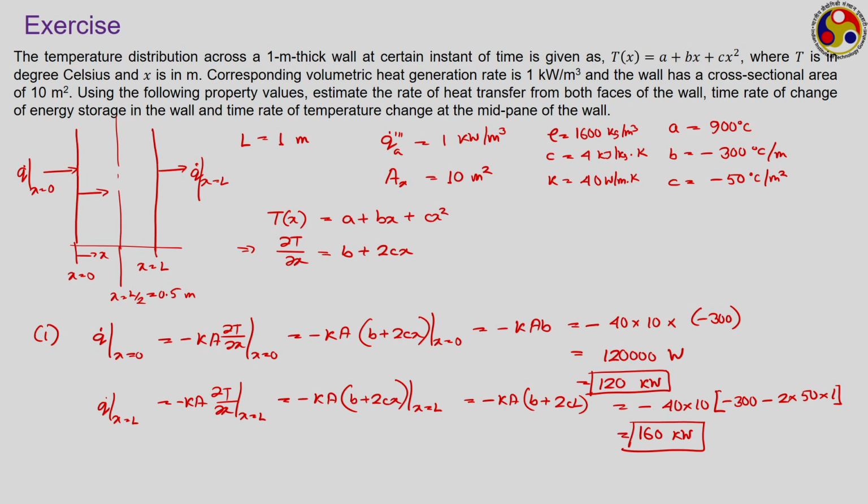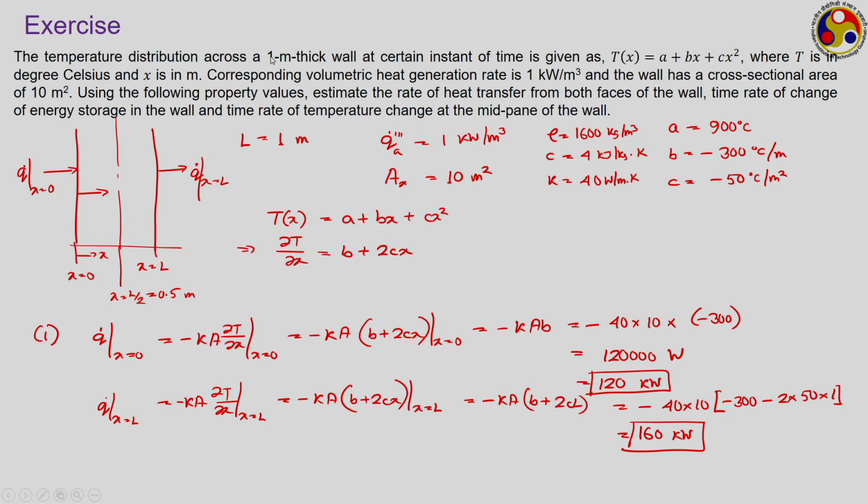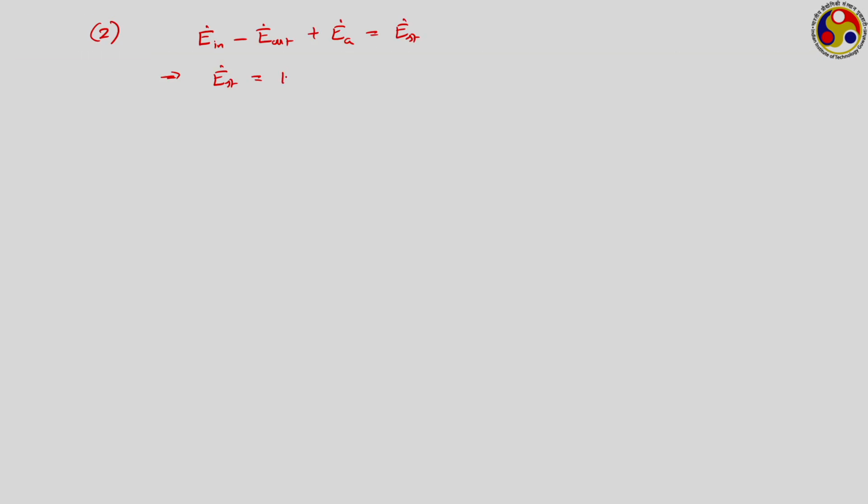We have estimated the rate of heat transfer, which we have done. Now I have to calculate the time rate of change of energy storage in the wall. If we write the energy balance equation, minus E dot in plus E dot out plus E dot generation is equal to E dot stored, and this is the E dot stored that we have to calculate. So your rate of energy storage should be equal to, what is our E dot in? Energy can enter only from the x equal to 0 face, which is 120 kilowatt. So it is 120 into 10 cube, which is entering.